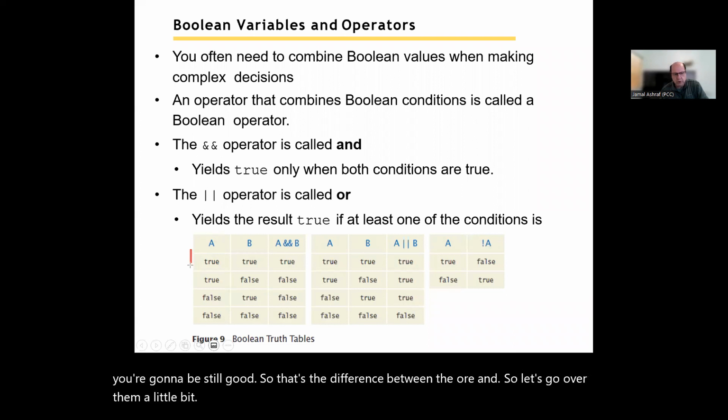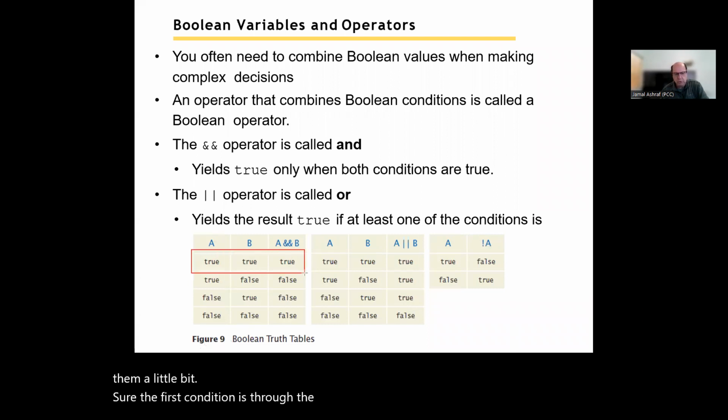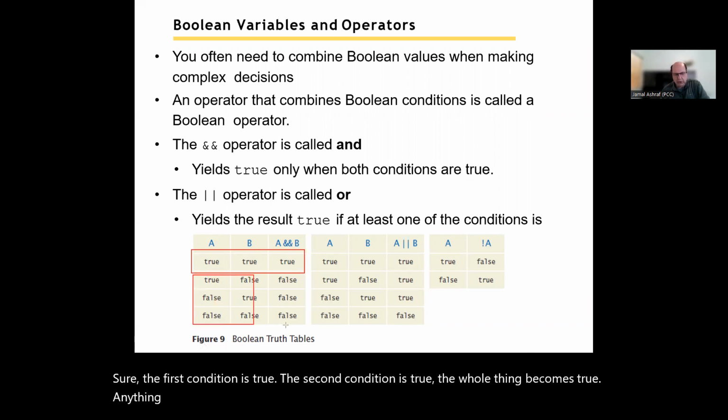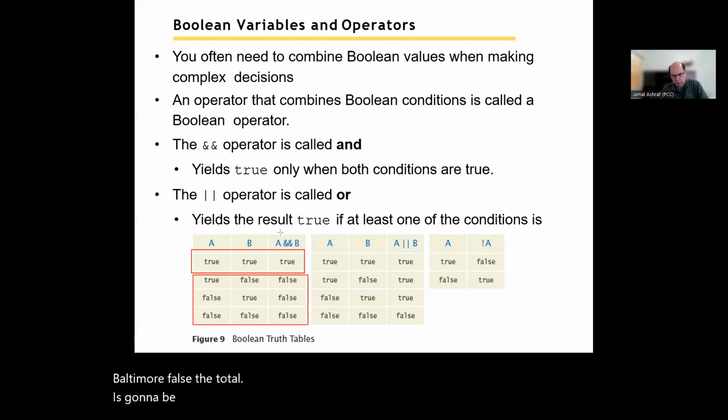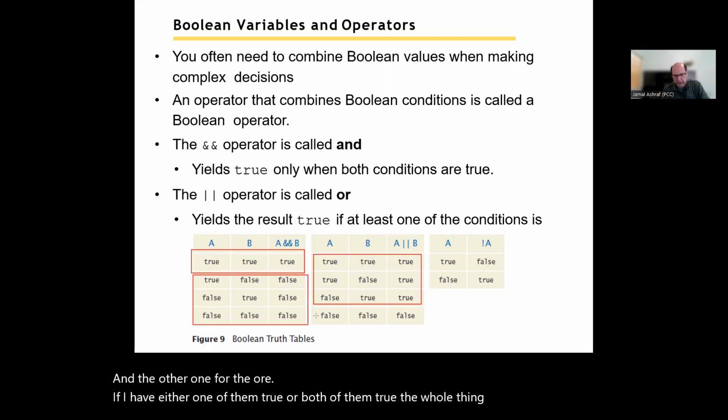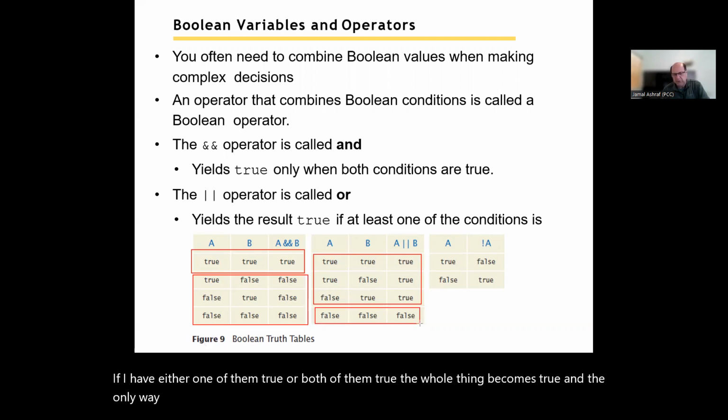For and, the first condition is true and the second condition is true, so the whole thing becomes true. Anything else, if the first one is false, or the second one is false, or both of them are false, the total is going to be false. For the or, if I have either one of them true or both of them true, the whole thing becomes true. The only way it's going to be false is if both of them are false.